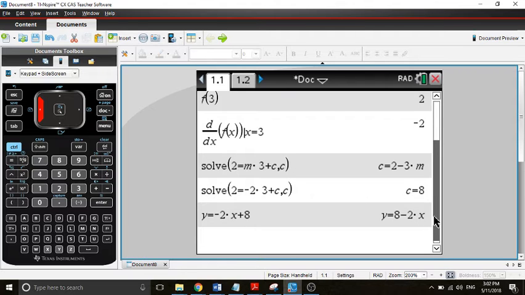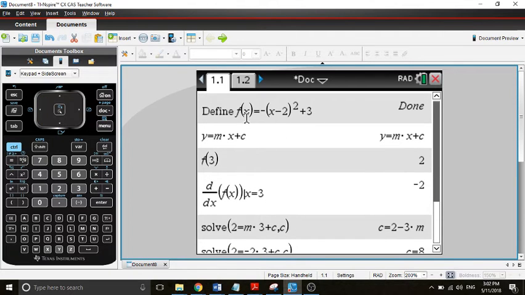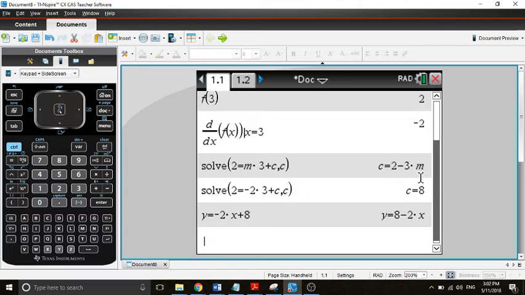Just to go through that again, we wanted to find the tangent at x equals 3 for this function. So we define the function. We want to write our tangent in terms of y equals mx plus c. At x equals 3, f of 3 equals 2. We then find the derivative of f of x at 3, which equals negative 2. We substitute that into y equals mx plus c. This line was incorrect because I didn't put in my value of m, which is negative 2. Once we've got that, we solve for c, and we end up with our value, and then we put it in our equation of the tangent.